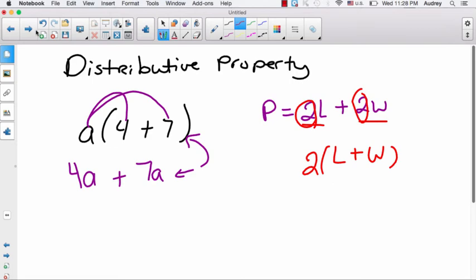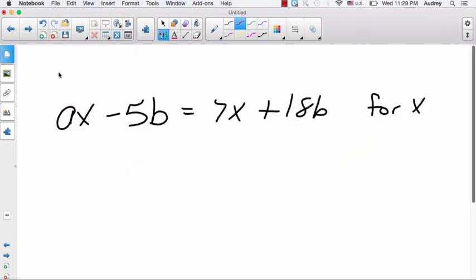All right, so now you say, okay, Ms. Bragg, what you doing? Well, what am I doing? Yay! We're going to work this beauty out, and then I will set you on your way. So let's just look at it. Let's read it first things first. We have A times X minus 5 times B equals 7 times X plus 18 times B. Ooh, beautiful. And we need to solve it for X.